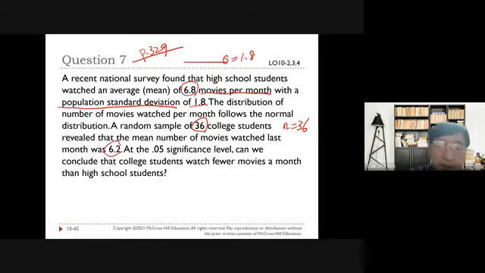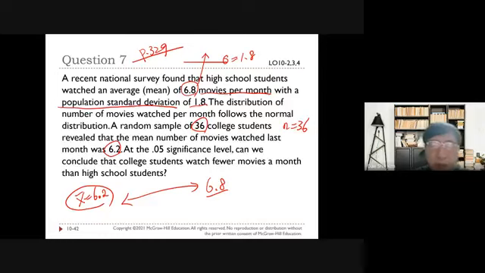So X bar was 6.2, the sample mean. The mean number of movies out of 36 students. But 6.8 is the national survey. These are the given numbers. So I have a question. My sample is 6.2, but the national average is 6.8. Is it the same? Equal? Or is it equal or not equal? Or is this smaller than 6.8, and so on.